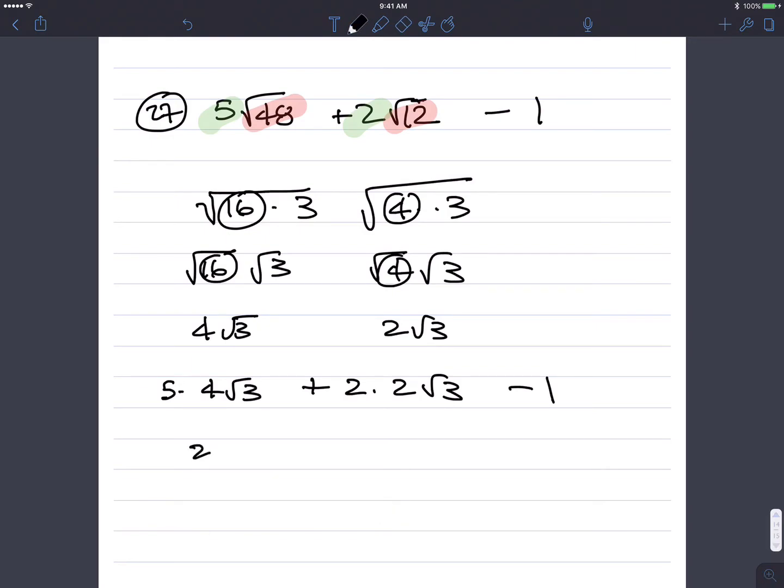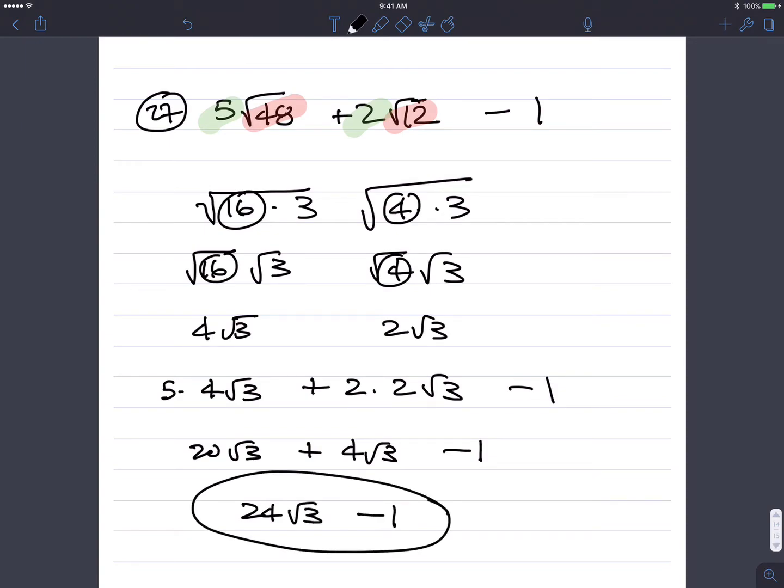So 5 times 4 is 20. 20 times the square root of 3 plus 4 times the square root of 3 minus 1 gives us 24 times the square root of 3 minus 1. And we're done.